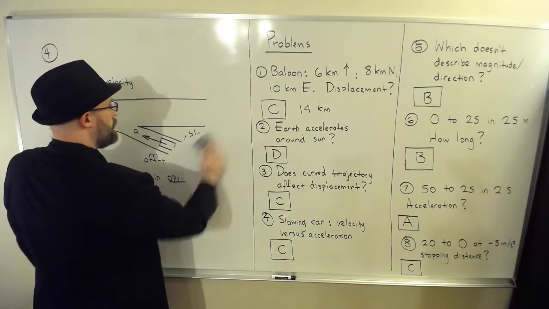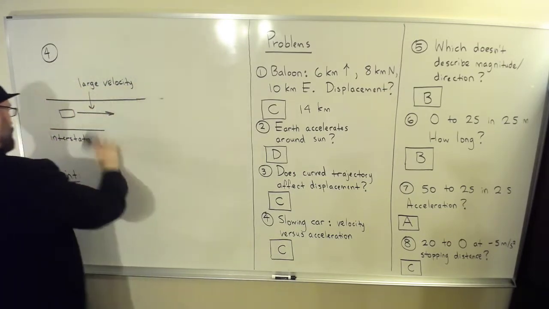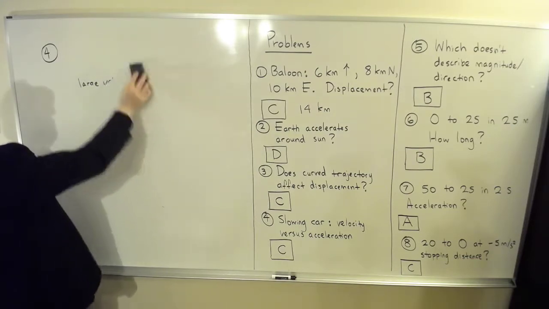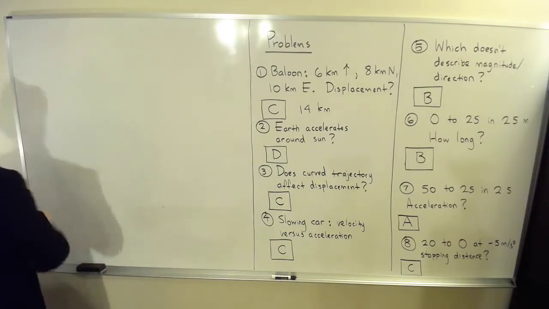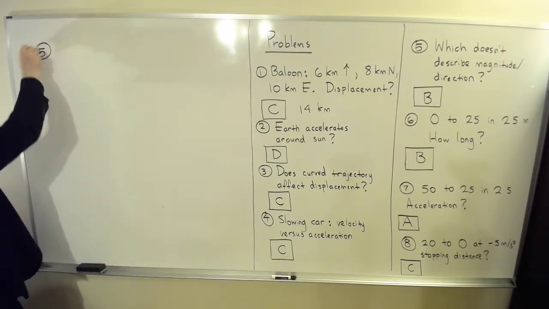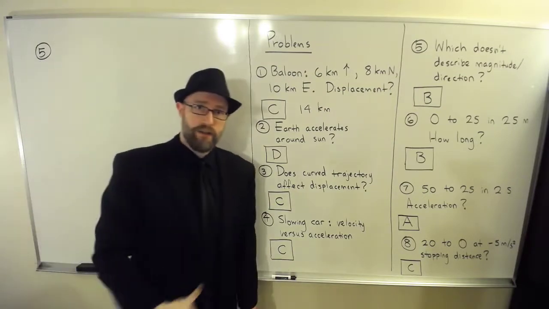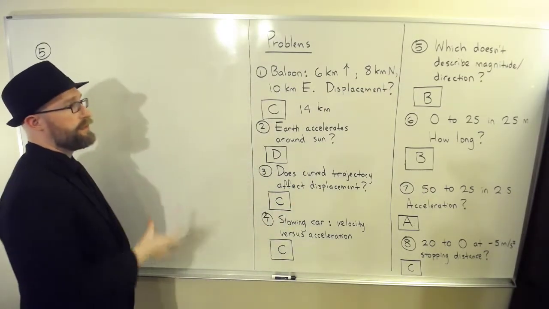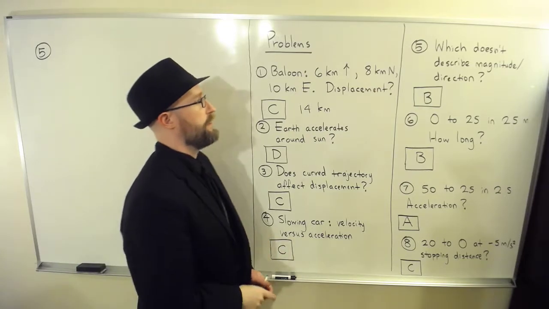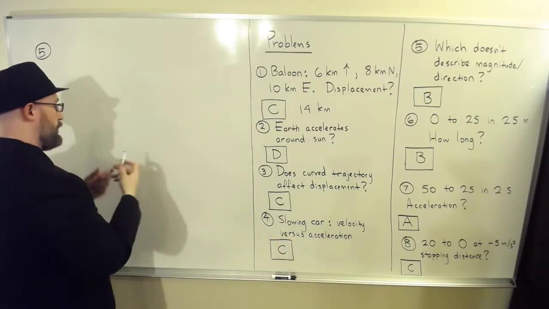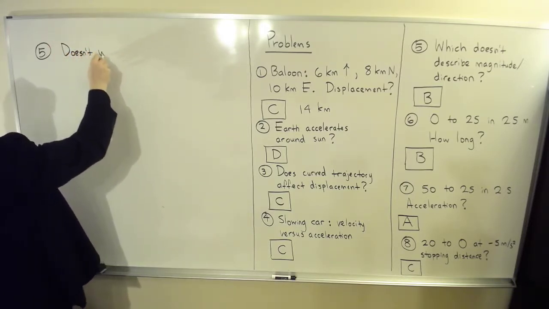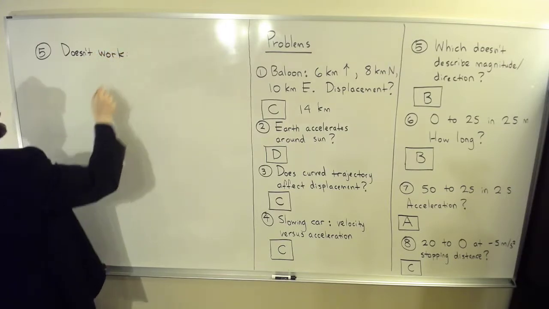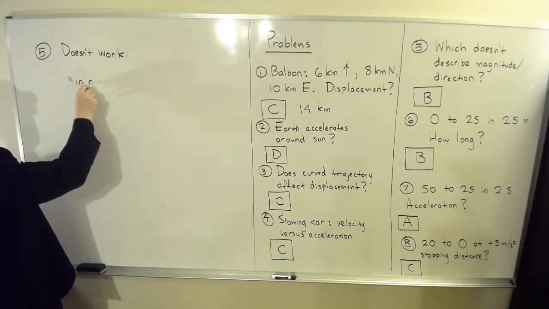Okay, let's move on to number 5. Now, in number 5, they give you a list of descriptions that are supposedly describing a magnitude and a direction. And one of these descriptions doesn't describe a magnitude and a direction. And it turns out that the one that doesn't work is the description of direction as in a circle.